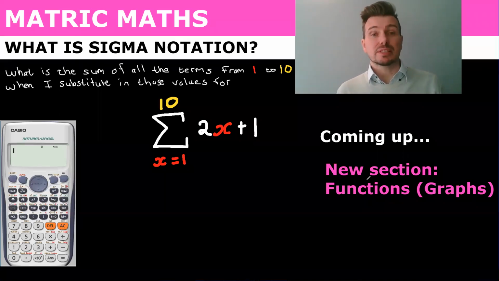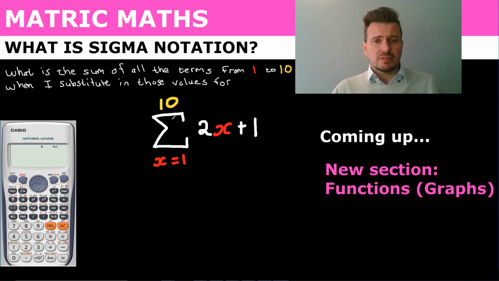Today we are doing sigma notation. So what is sigma notation? Well, this symbol here means that you need to find the sum of all the terms where you substitute x for 1 and you go all the way up to 10. So you would then substitute 2 into x for the second number.